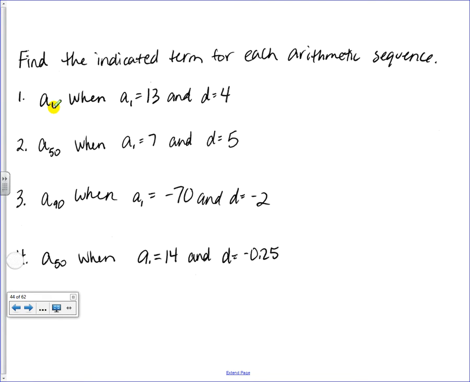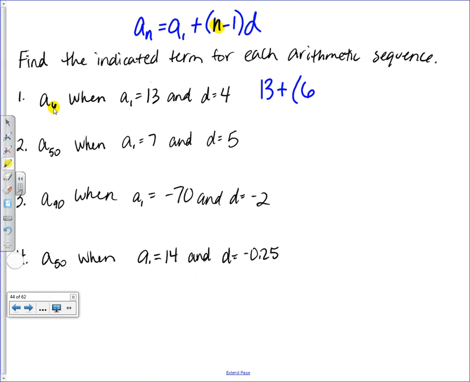Your formula was a sub n is equal to a1 plus n minus 1 times d. So I'm going to use that. My a sub 1 is 13, plus I'm looking for the 6th term. That 6 goes right there because it says a sub 6 down here. Minus 1, and then my common difference is 4. So you can type it into your calculator like that, and it should spit out that your answer is 33. Notice this is actually going to be 13 plus 5 times 4. 6 minus 1 is 5, and that will get you 33.